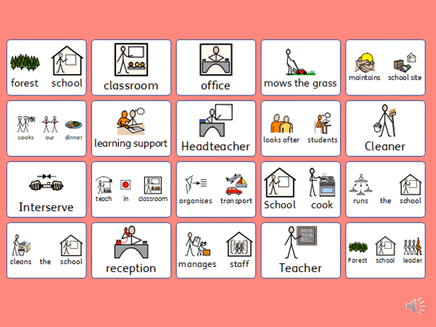Here are some keywords and symbols to help you. So if you want to have a chat, you could answer the questions by pointing to these and showing an adult. Or you could use these to help you spell when you are doing your writing.